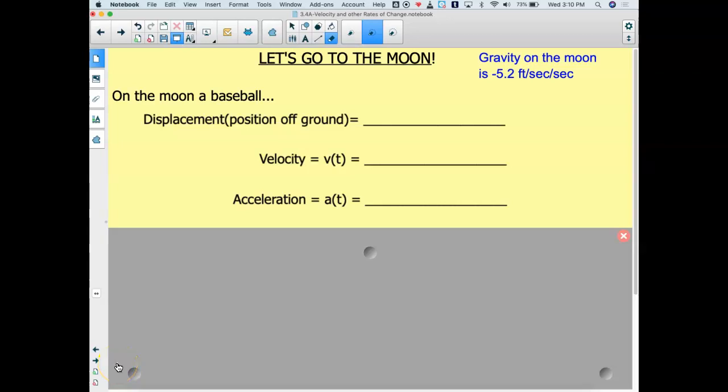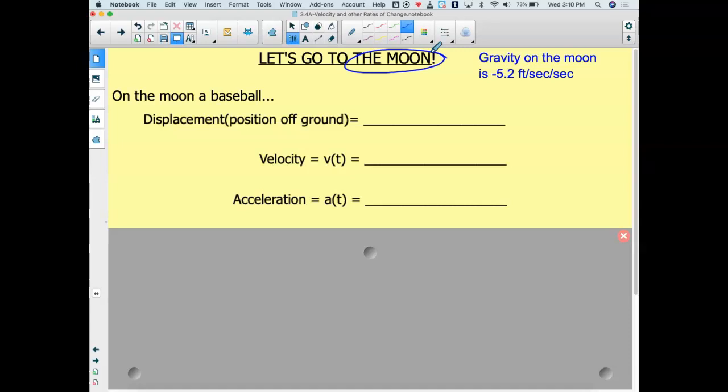Good morning. We're going to finish up, hopefully, lesson 3.4. We're still doing a little vertical motion. The only difference is today we're going to go to the moon. We're going to go to the moon today, and gravity on the moon.